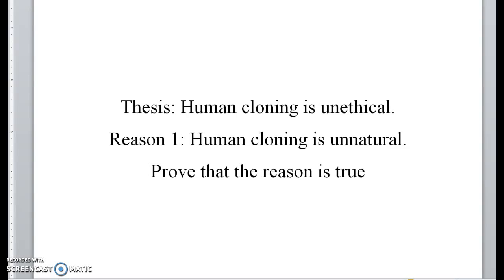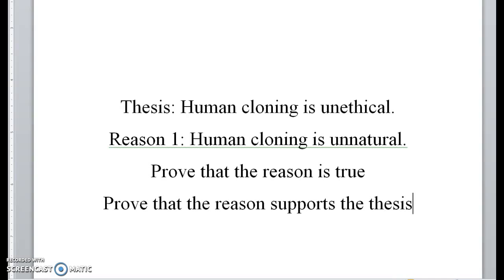But there's something else that I have to prove. That's not enough. If I just write a paragraph explaining how human cloning is unnatural, that does not prove my thesis. I also have to prove that the reason supports the thesis. Okay? In other words, I have to not only prove that human cloning is unnatural, I have to prove that it being unnatural makes it unethical. Okay? So I'm kind of working under the assumption that unnatural equals unethical. Is that true?